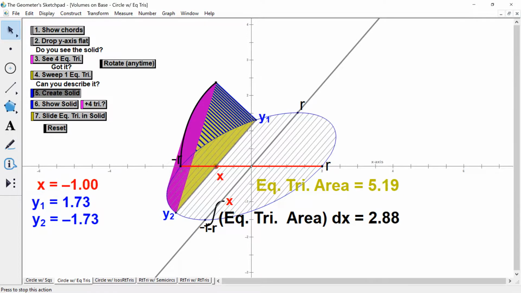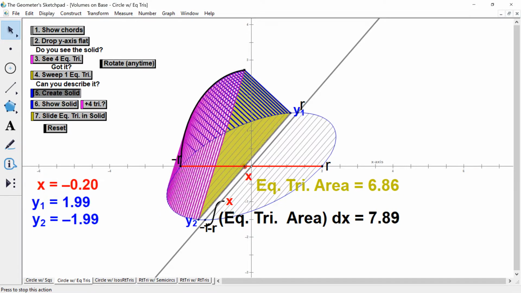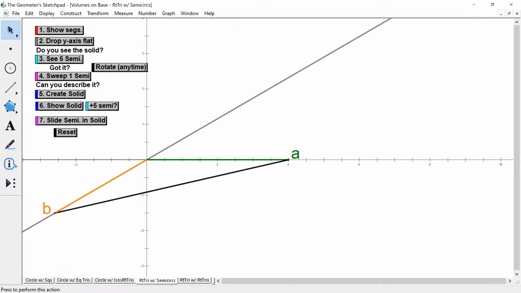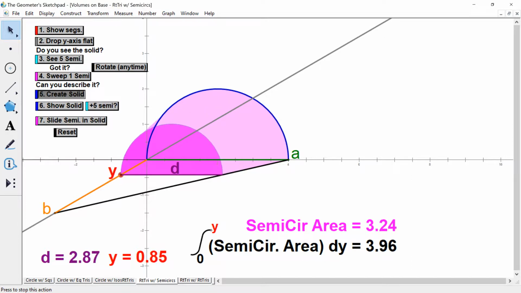Okay. Let's see. What else can we change? Let's change the base. Now I'm going to use a right triangle as a base, and I'm going to stack on top of that right triangle some semicircles. Something like that. And that's pretty much a giveaway of what we're going to see. We end up with something that looks like half of a cone.